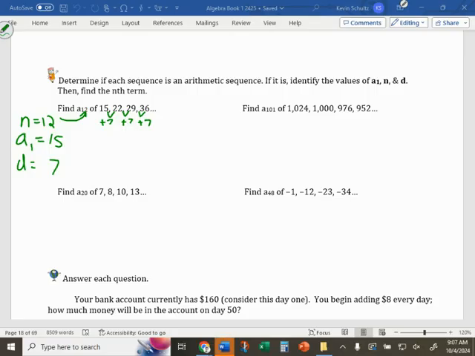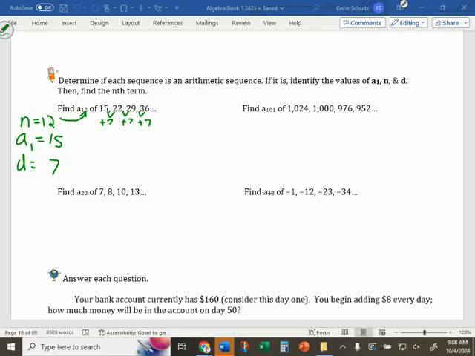Again, how we got these three variables is I read the statement, find A12, that means 12 is N. The first term, I just looked at the sequence, where does it start? The common difference, we had to figure out what's the pattern.